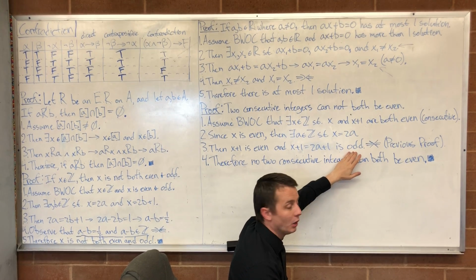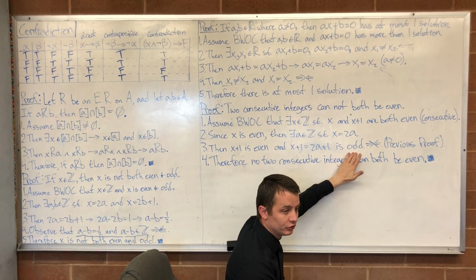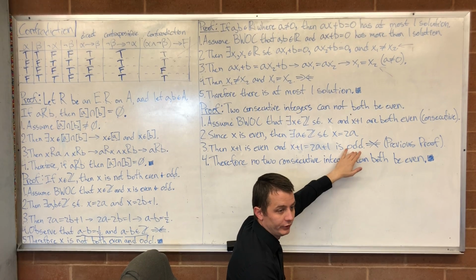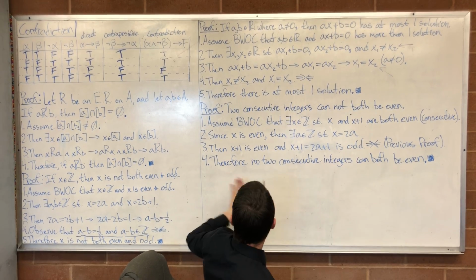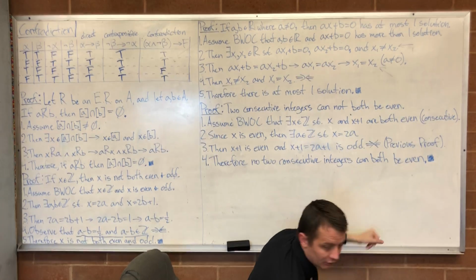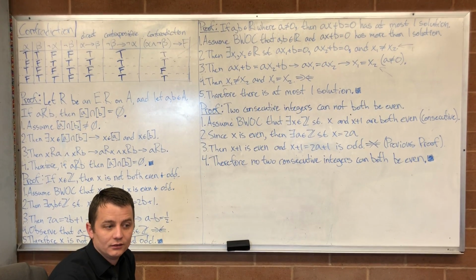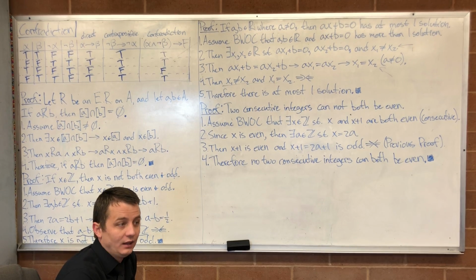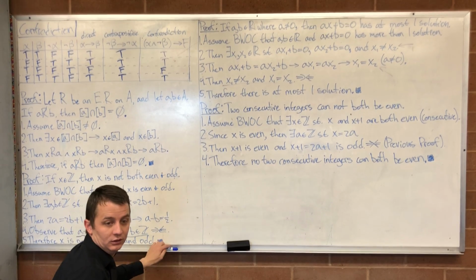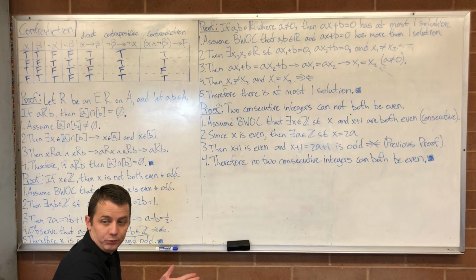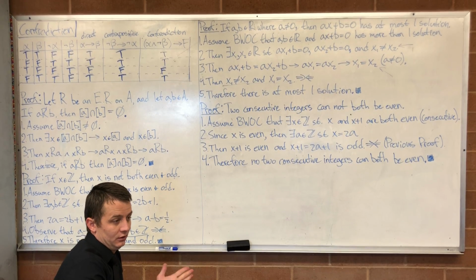We don't need to redo all the work of our previous proof. You can reference your previous proof. Perfectly fine. Therefore, no 2 consecutive integers can both be even. Make sense? Okay, that's it for new material. Any questions on any of this before we move on to test?